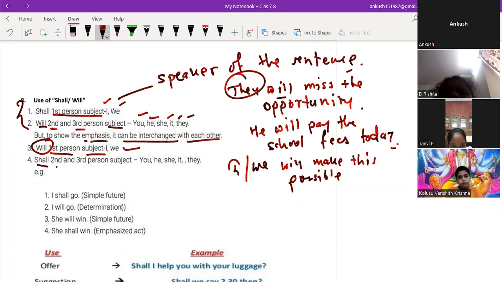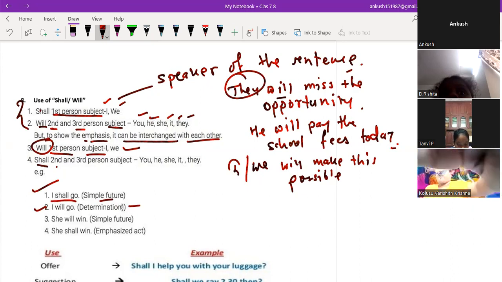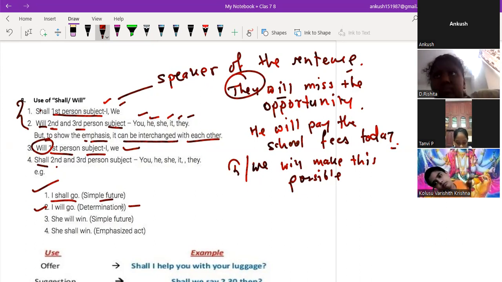Shall is used with second and third person. You shall, he shall, it shall, she shall, they shall. Examples are given here. Read it. I shall go means simple future. I will go is determination. I shall go, that is a plan, but I will go, that is a determination. She will win, simple future. She shall win, emphasized act. Here the act of winning is emphasized.